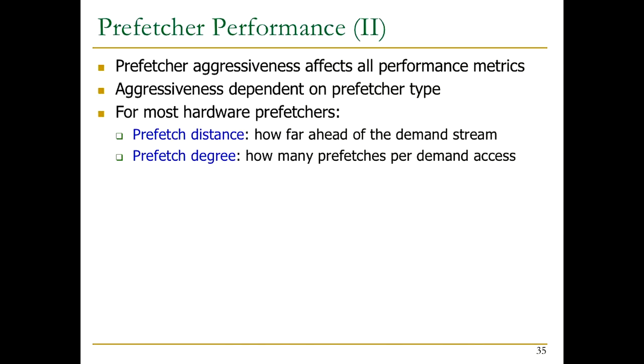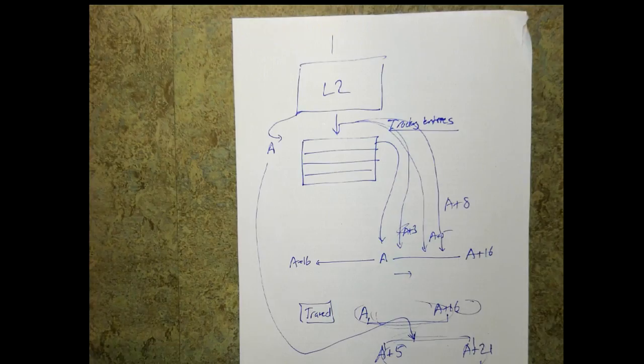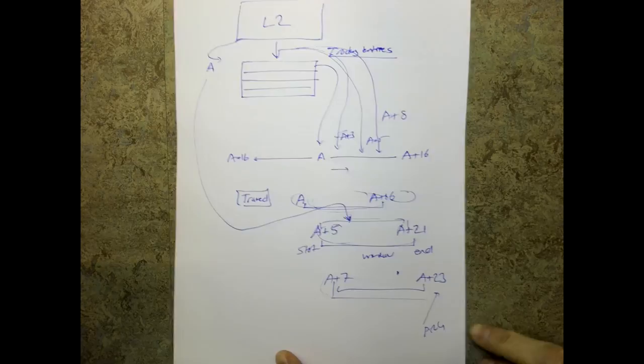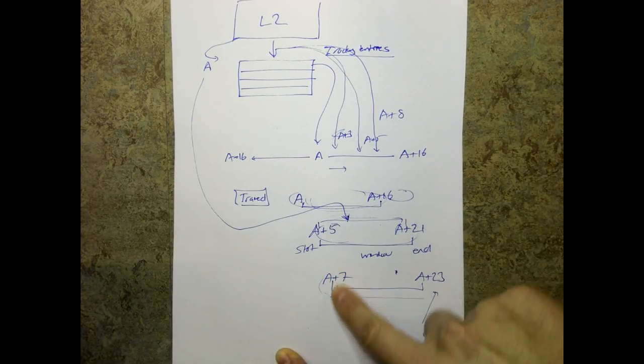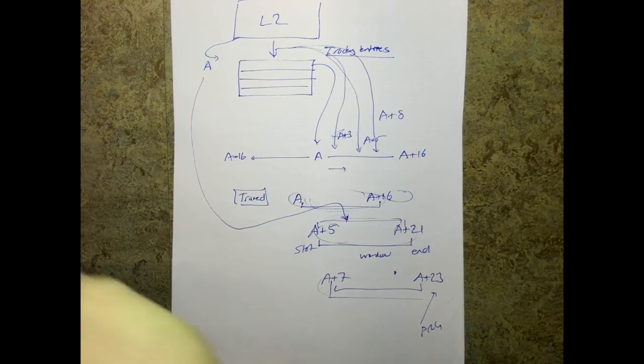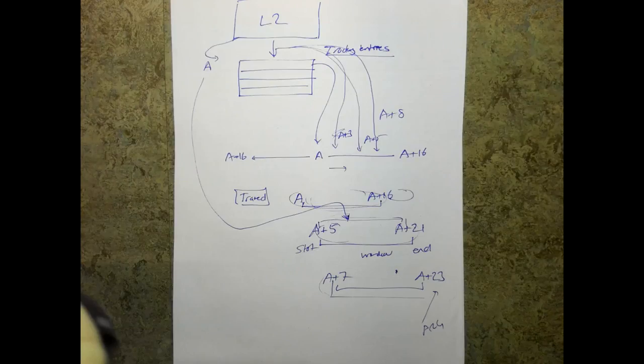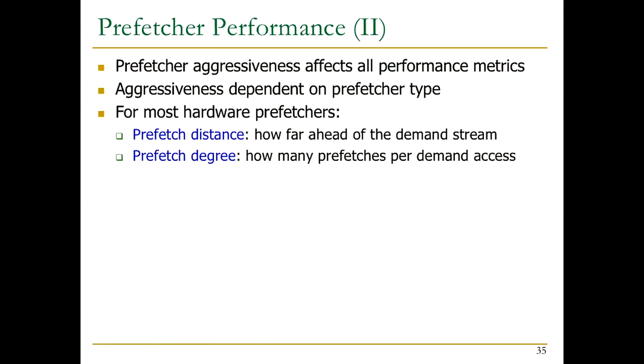For most hardware prefetchers, you have these two parameters. Prefetch distance: how far ahead of the demand stream are you remaining? So in this case, for example, in this window-based prefetcher that we looked at, your distance is 16, right? You're assuming that you accessed this. Okay? And as you increase that distance, you become more aggressive. Prefetch degree is how many prefetches you send out per demand access.